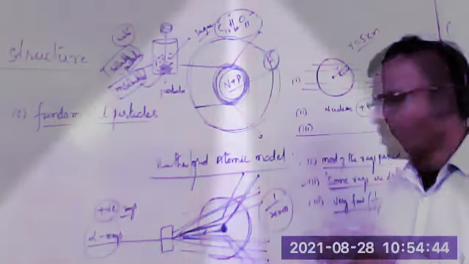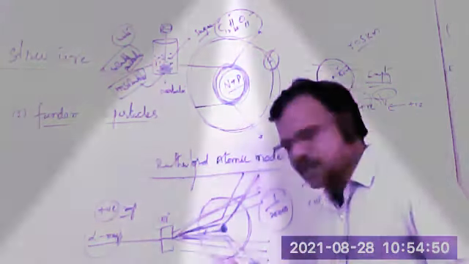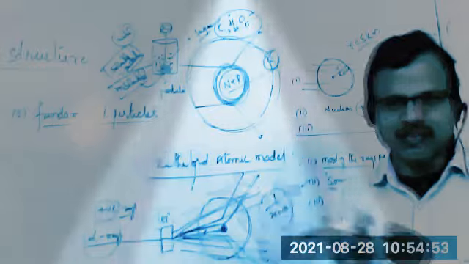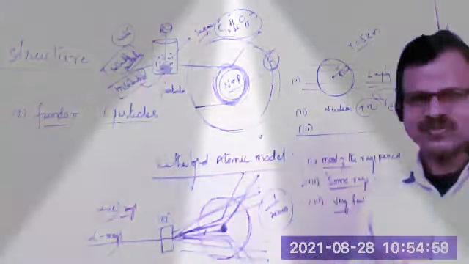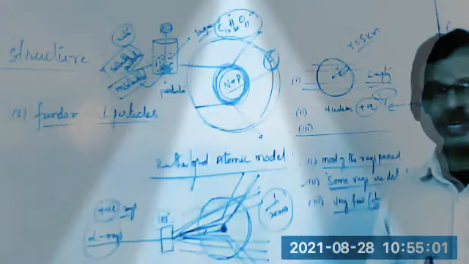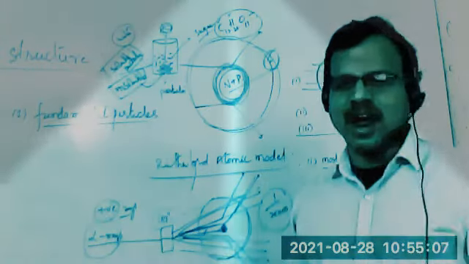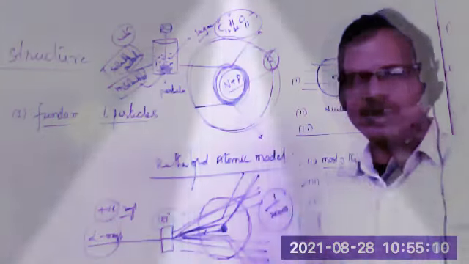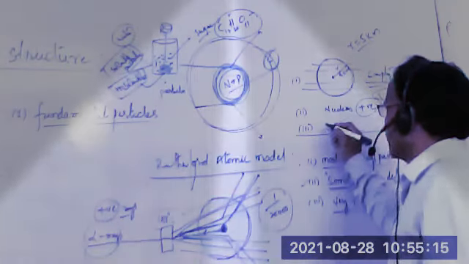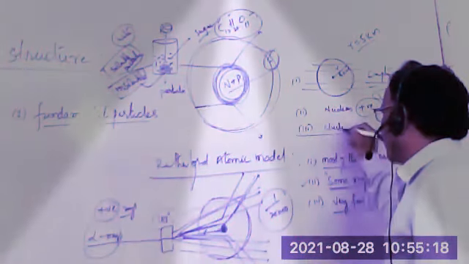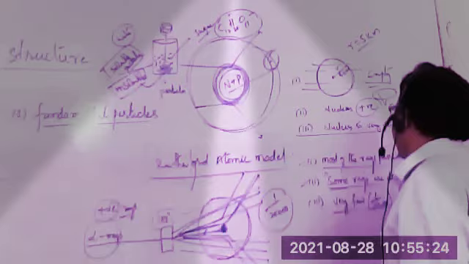How much does it bounce back? 180 degrees. The way it comes inside, the same direction it bounces back. It's not deflected, it's not deviated, isn't it? It is moving the same way back. Only one ray out of 20,000 rays. That means the nucleus in an atom is very small. So understand this: only one ray means the nucleus is very small.